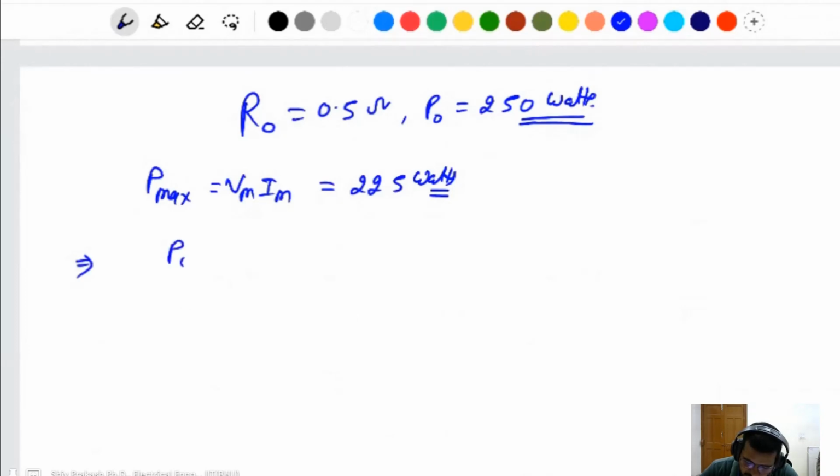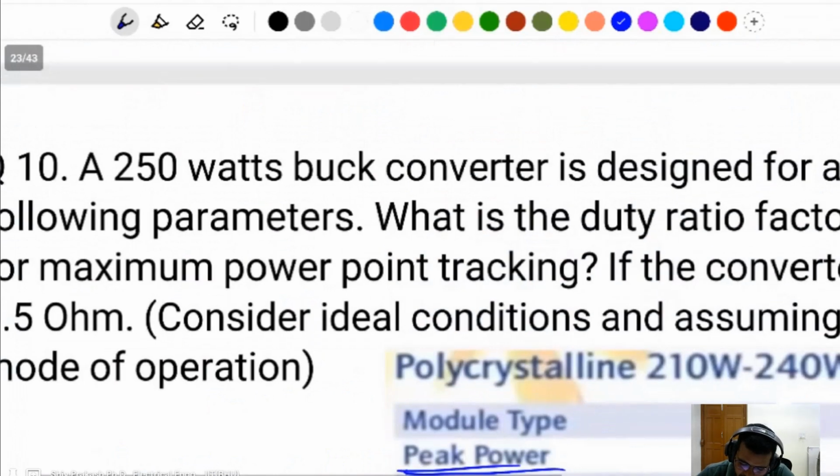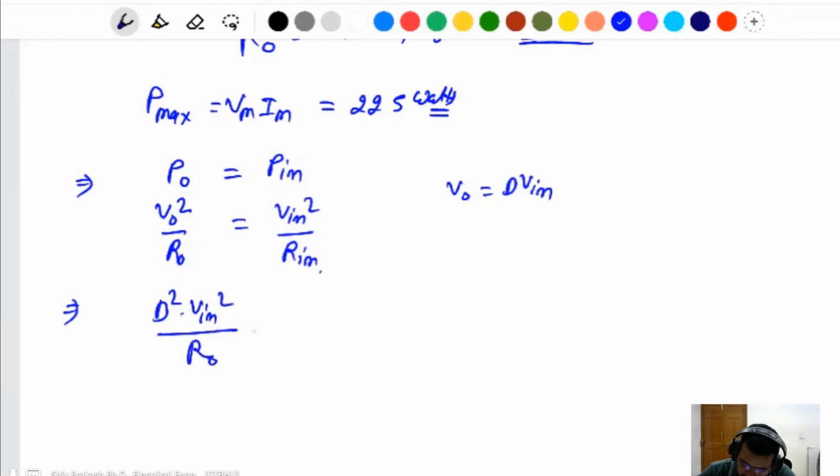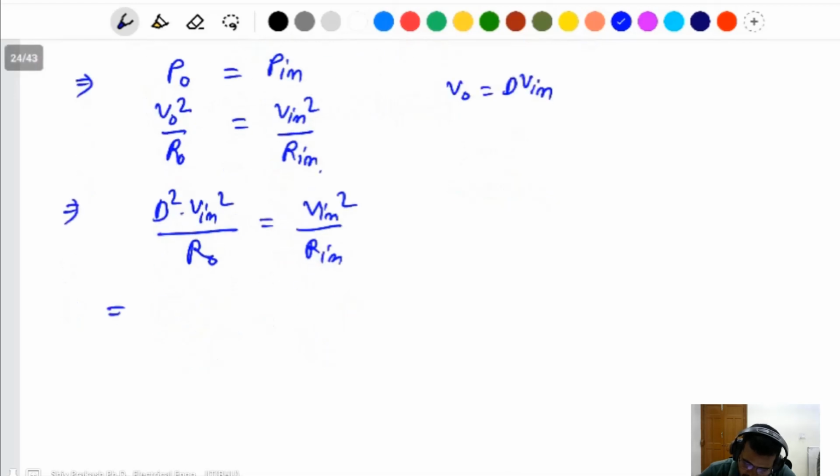For the ideal condition, output power is the same as the input power. This is V output squared over R naught, and this is V in squared over R in. For the buck converter, V output is equal to D V in. Then D squared V in squared divided by R naught is equal to V in squared divided by R in. V in will be cancelled out. R in is asking about the duty cycle. Duty cycle is equal to root of R naught divided by R in.